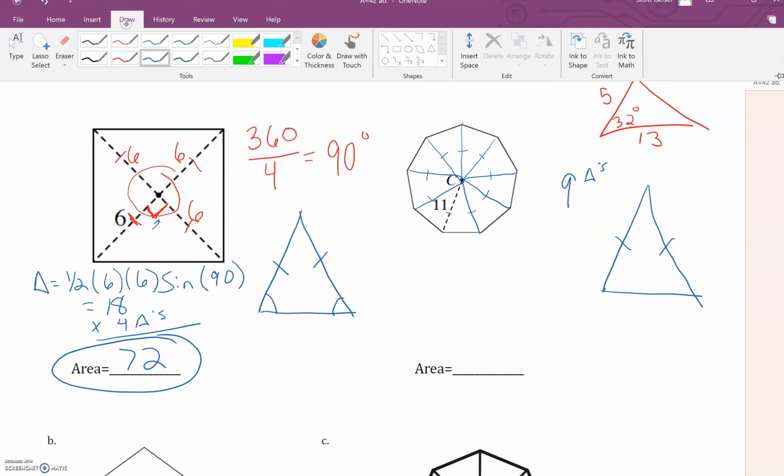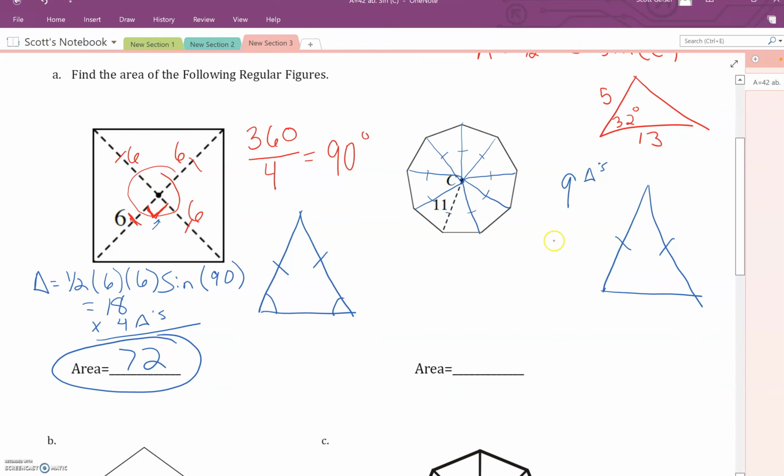So then I can do 360 divided by 9, because that circle divided by 9 of those angles would give me one of those angles up top, which would be 40 degrees. And I know this is 11 and this is 11. Go ahead and figure out the area of one of those triangles.